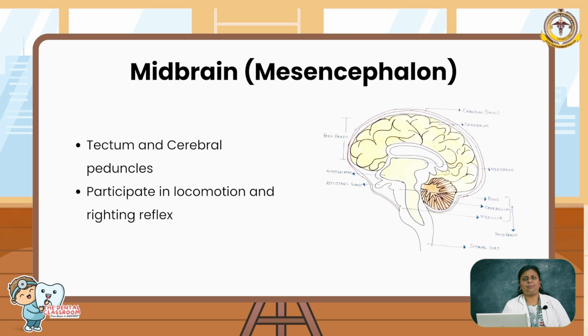So the next part is the midbrain, that is the mesencephalon. It includes the tectum and cerebral peduncles. So this helps in locomotion and righting reflex. Again, righting reflex is how we change our body postures according to the next movements. That planning and programming is done by this midbrain, that is the mesencephalon only.